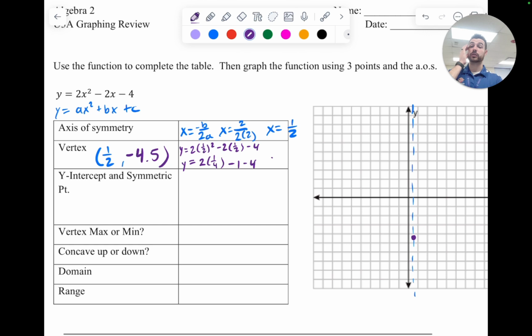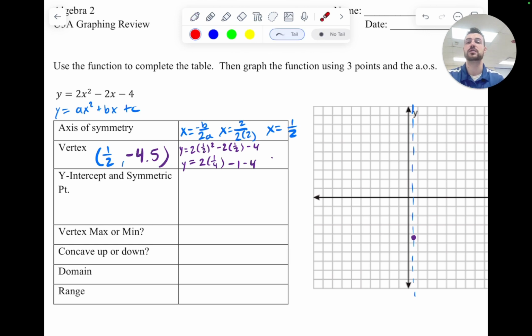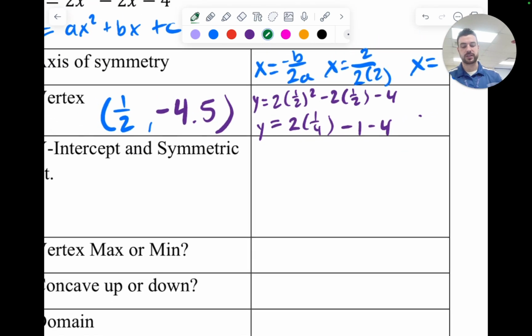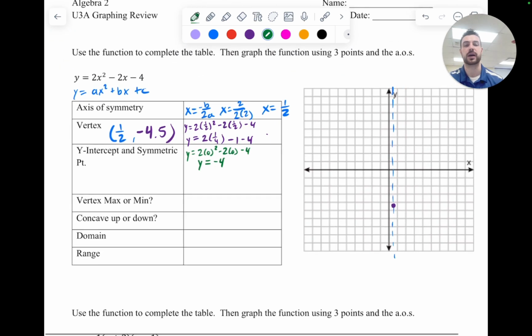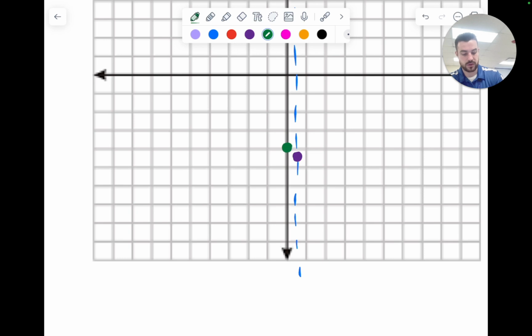Now, the next thing we're going to do is find our y-intercept and its symmetric point. What's important for us to remember is in standard form, there's a little trick we like to use to find that y-intercept, and it's always going to be our c value at the end. However, if we don't remember the trick, all we really have to do is know what a y-intercept is, and that is when x is 0. So if I take my equation and plug in 0 for x, we get y equals negative 4. So that is going to be my y-intercept, which is right there.